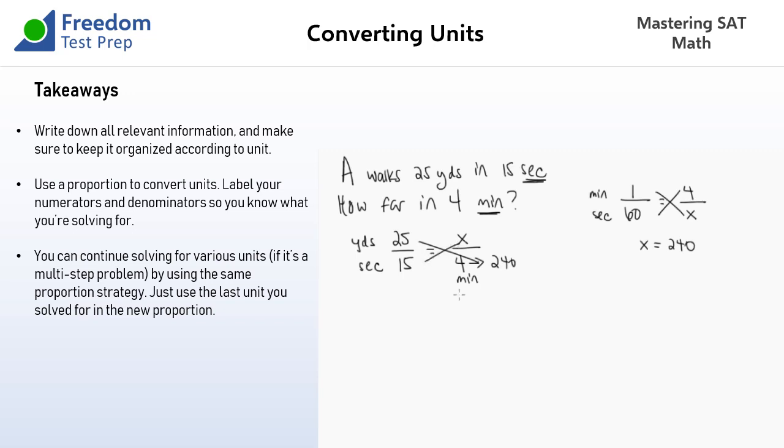And we cross multiply, and we get 15x, and whatever 240 times 25 is. I believe it's 6,000, and I'm sorry if it's not, but I'm pretty sure that's right. And we're going to divide out that 15, and we're going to get 400. And that would be our answer.